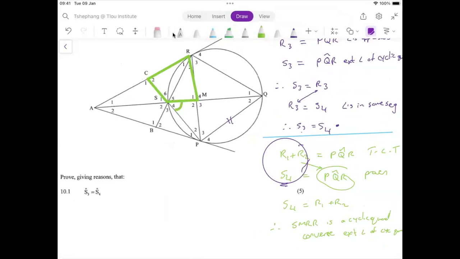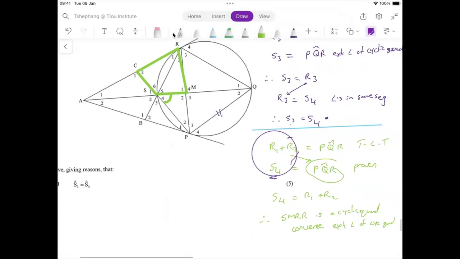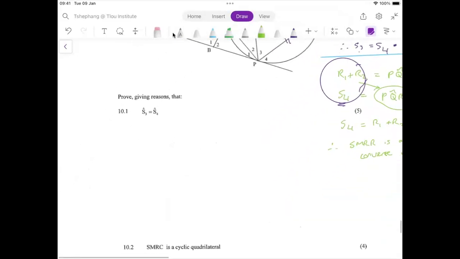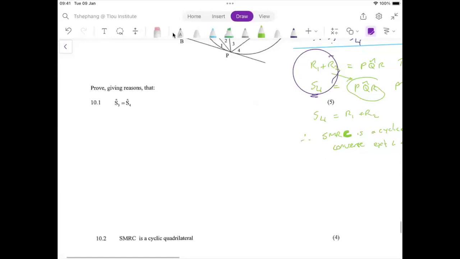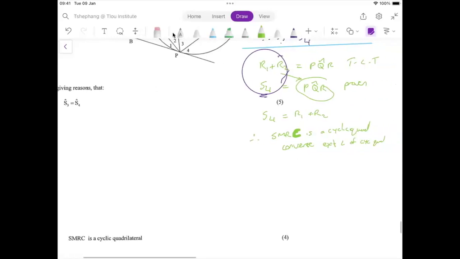Because S4 is equal to R1 plus R2, SMRC must be a cyclic quadrilateral. The converse, because we use the exterior angle being equal to the opposite interior angle to prove that this is a cyclic quadrilateral. I hope it's clear.